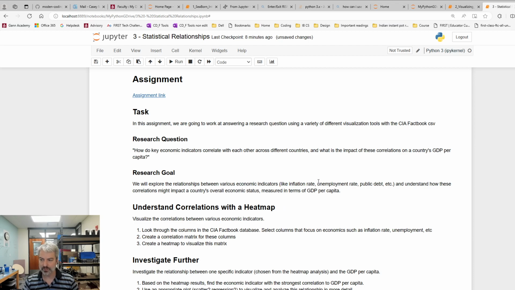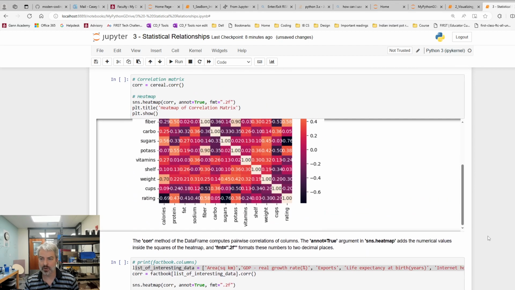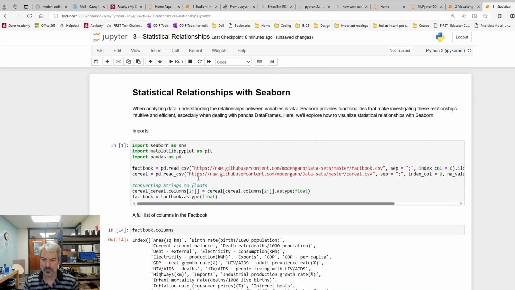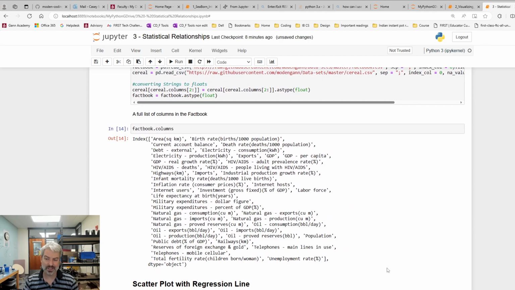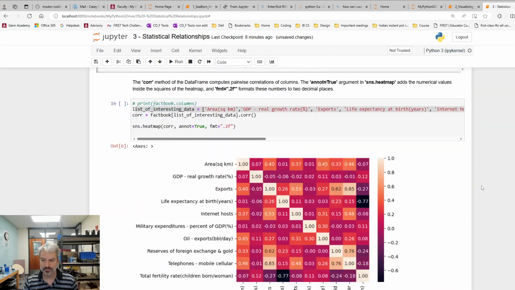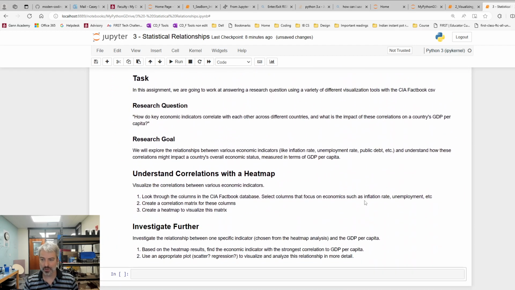I did give you a list of a few things here. I think you should look at maybe 8 or so. It kind of depends on what data we have. Within our fact book, we have 45 columns to look through. These are all the columns to look through. You might just choose some that you think might be interesting and might have some relation to the economic well-being of a country. From there, you're going to generate a heat map.